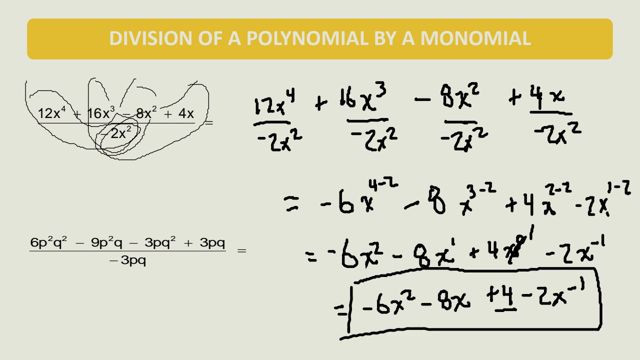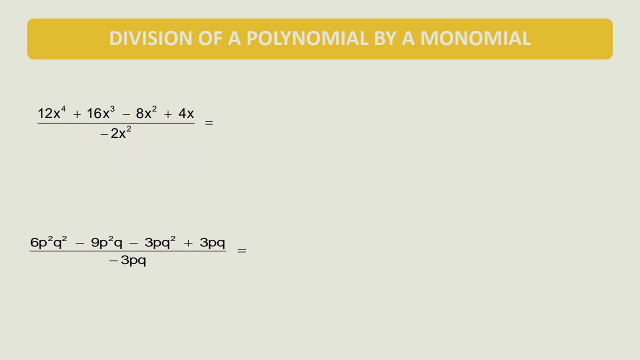Okay, let's try the next one. Okay, so the next one, same thing. We're going to split it into 4 fractions. So I have 6p squared q cubed over, I'm going to stop saying everything out loud because that's probably super annoying.